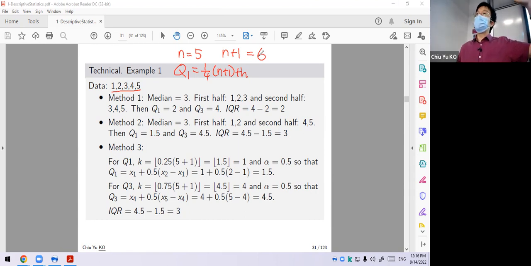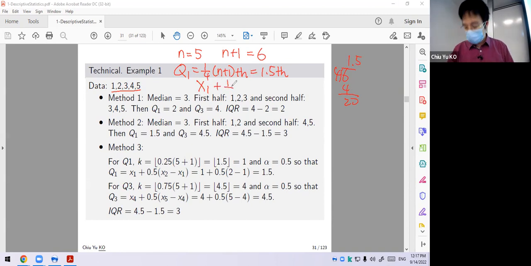No one tell me. 6 over 4. 6 over 4 is 1.5, right? Is 1.5 theta. What's 1.5? Remember the formula is x1 plus half, or 0.5, of x2 minus x1.